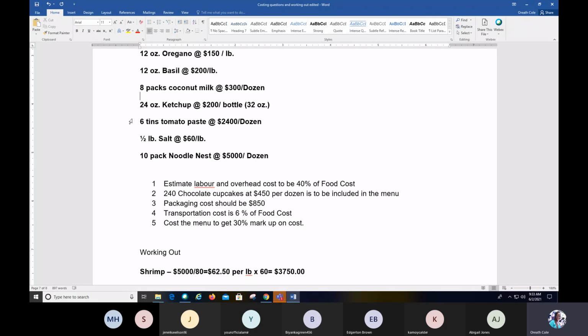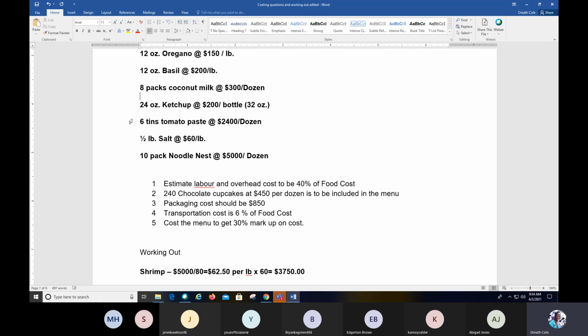How much makes a dozen? We know how much for a dozen. It's $300 for the 12. We're trying to find out how much for a pack. Find out how much for a pack first. Good. How are we going to find out for the pack? How much for one pack? We know $300 for the dozen.